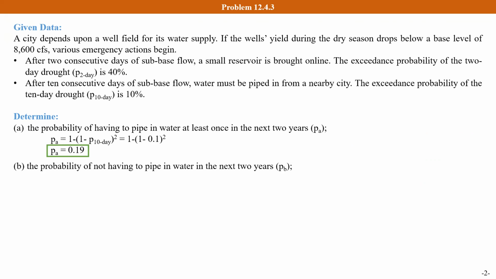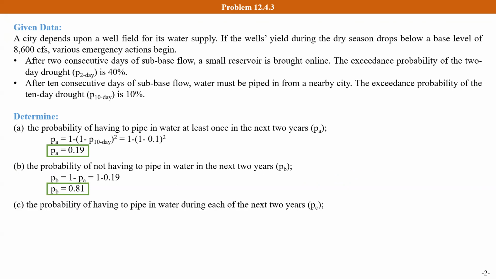Now let's solve problem B. The probability of not having to pipe in water in the next 2 years. To calculate this probability, we can use 1 minus the probability of having to pipe in water at least once in the next 2 years. So this probability should equal P sub A that we already solved. So the equation is 1 minus P sub A, which equals 0.81.